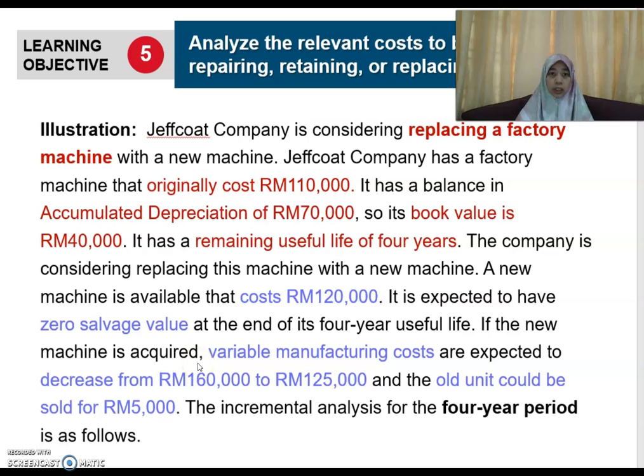If the new machine is acquired, that means if you purchase a new machine, then the variable manufacturing costs are expected to decrease from 160,000 to 125,000. And the old factory machine you can sell for 5,000 ringgit. The question asks you to do an incremental analysis for the 4-year period.